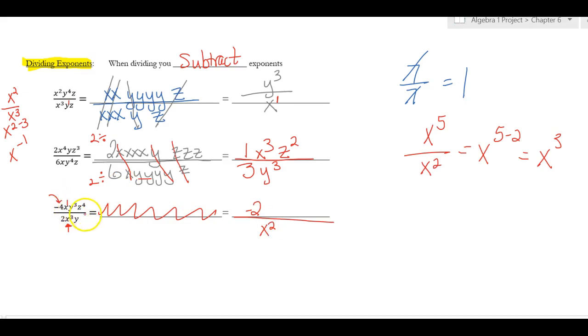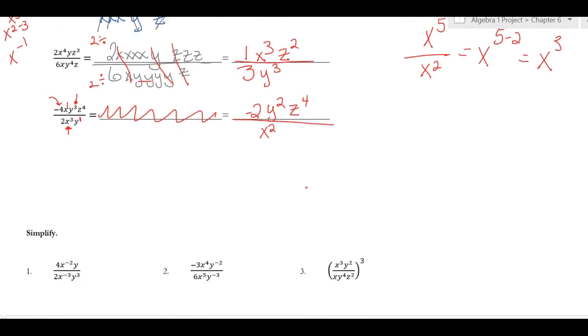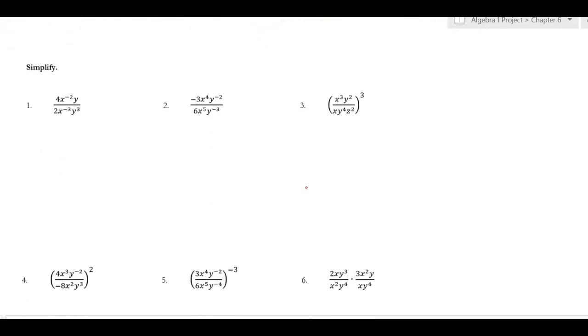I have 3 y's on top, 1 on the bottom. 3 minus 1 is 2. And again, since there was more on the top, the 2 y's stay on the top. And then the z's, there's nothing to do. I don't need to cross it off, so it's just z to the 4th. Okay. All right, so now we have problems where we have to simplify.